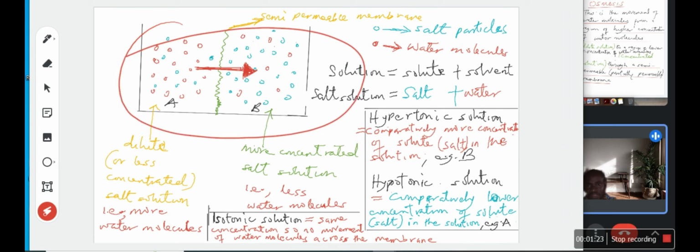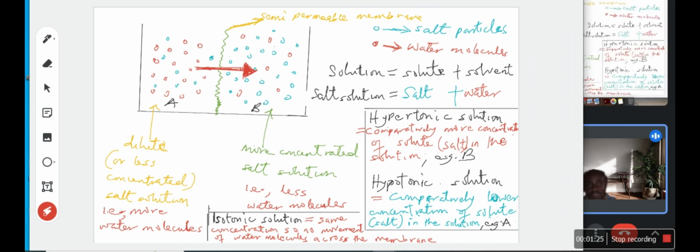If you look at this diagram, look at these two sections, section A and section B. I use this red dot to represent water molecules and the blue dot to represent salt particles. So this is a salt solution. You know, a solution contains solute and solvent. The solute is the salt. The solvent is the water, isn't it?